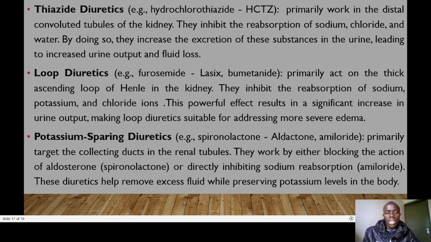edema. Next, we have potassium-sparing diuretics such as spironolactone, aldactone, and amiloride, which primarily target the collecting tubules in the renal tubules. They work by blocking the action of aldosterone, like for the spironolactone, or directly inhibiting sodium reabsorption, like the amiloride. So these diuretics help remove excessive fluid while preserving potassium levels in the body.